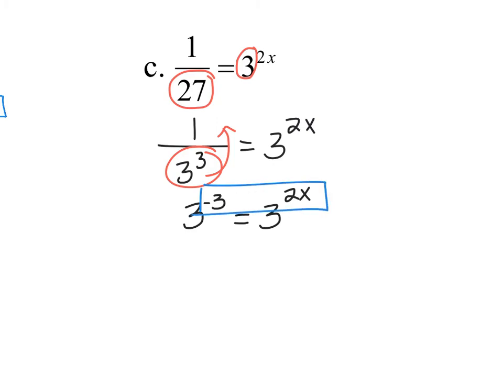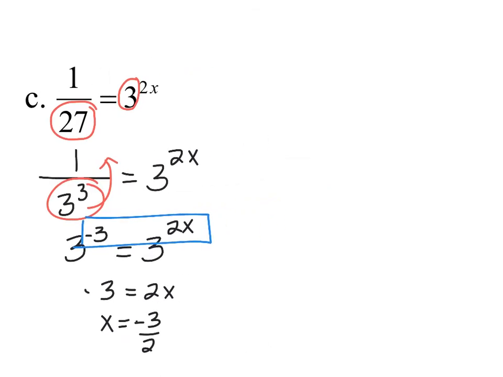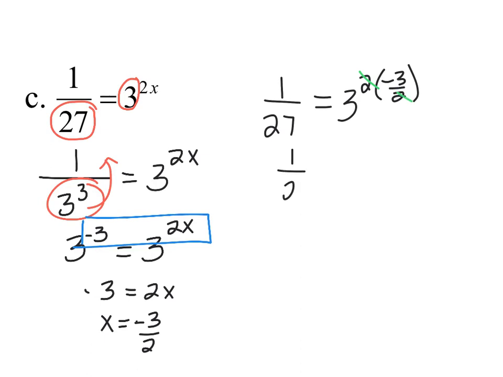Then we do the exponent equation, negative 3 equals 2x, so x is -3/2. This deserves a check, so we'll go and plug back into the original equation. Notice that the 2's cancel, and I get 1/27 equals 3 to the -3, which I know to be true.